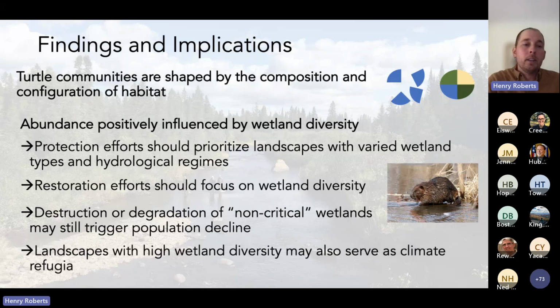And lastly, I think it suggests that landscapes that harbor higher wetland diversity may function as climate refugia moving into the future, because of their ability to promote more stable populations, but also their ability to offer a greater variety of resources and microclimates for individuals to regulate their temperature.